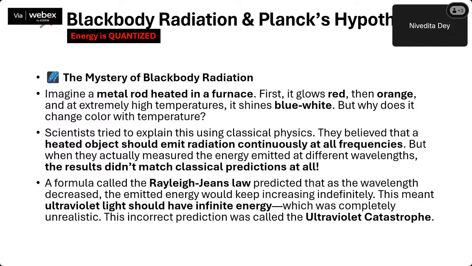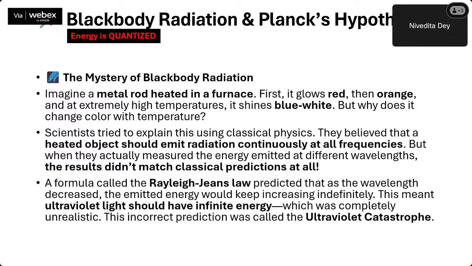When they tried to explain it through classical physics, they believed that a heated object should emit radiation continuously at all frequencies. But when they measured the energy emitted at different wavelengths, that is lambda, which is measured in meters in SI, they found that the results did not match the classical prediction at all.